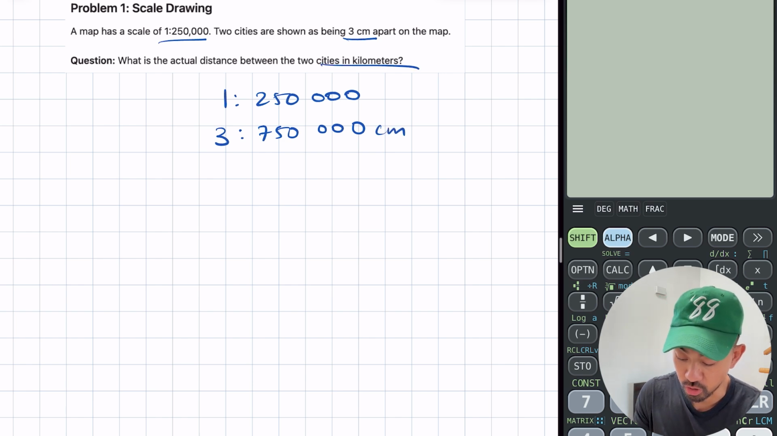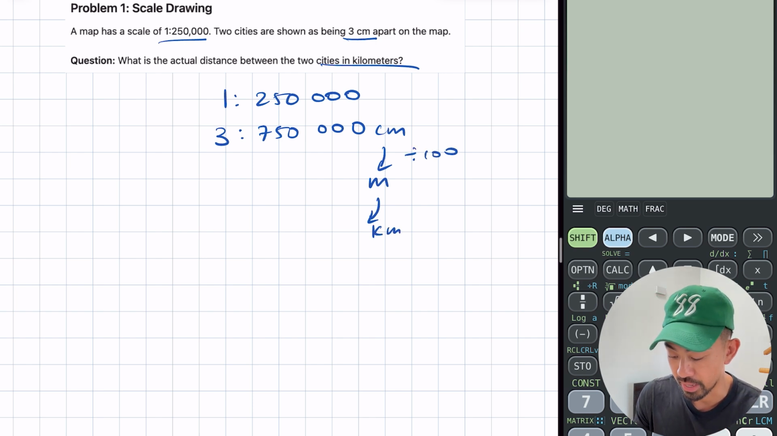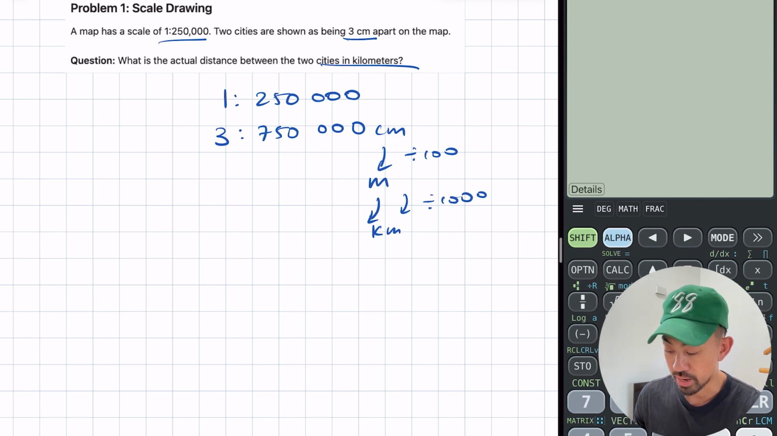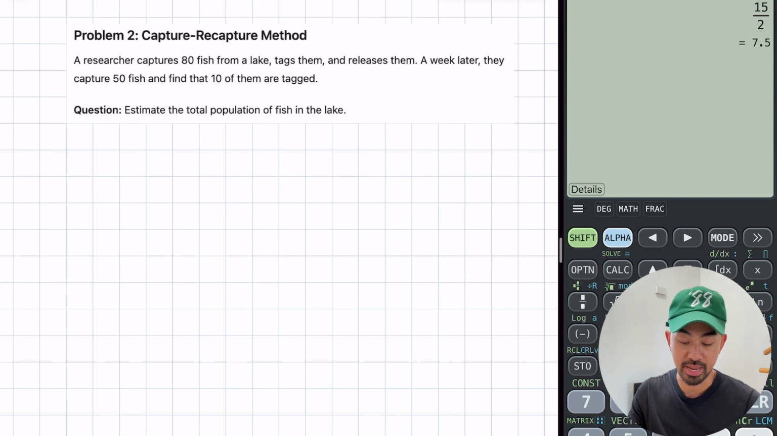Now we need to convert this to kilometers. So I need to get this to meters, and then I need to get this into kilometers. So the centimeters to meters is divide by 100, and then meters to kilometers is divide by 1,000. So I just need to do that twice. So 750,000 divided by 100 and then divided by 1,000. That gives 7.5 kilometers.